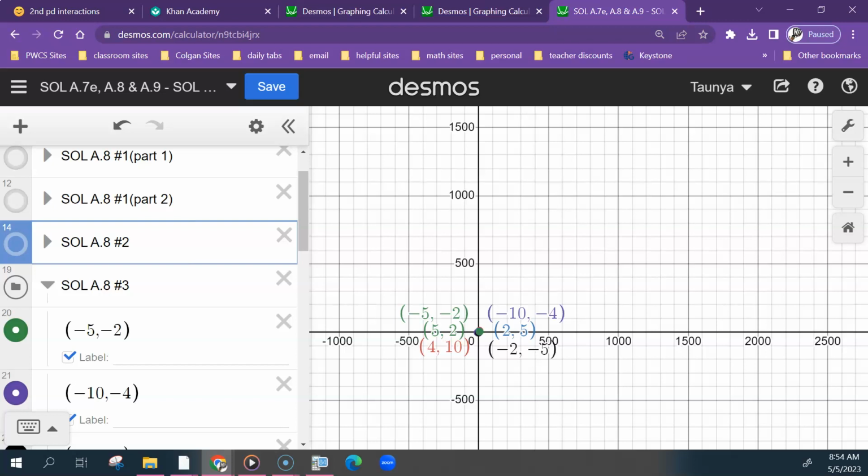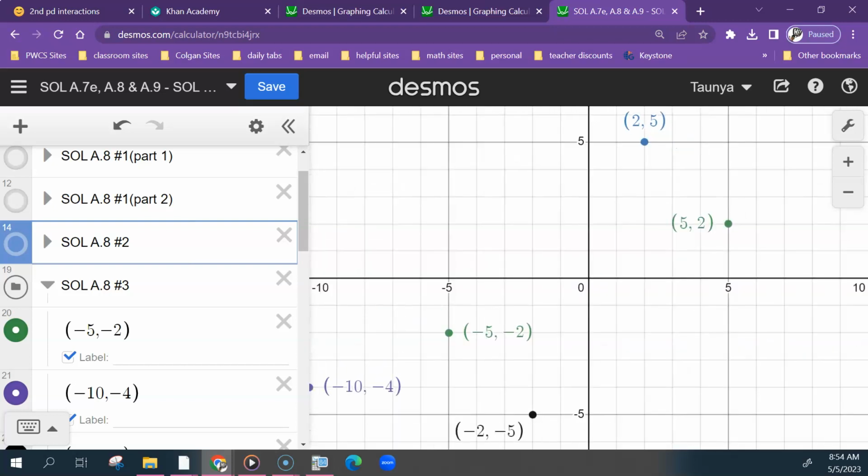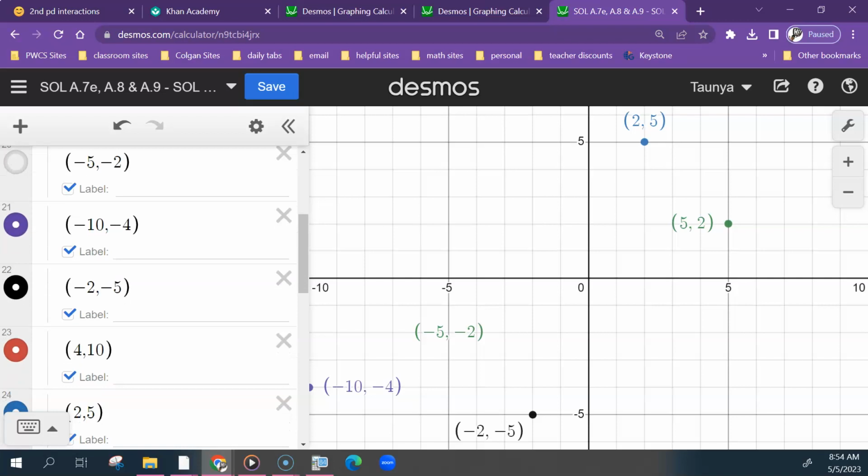Three, if you plot all these points, you're looking for which one would fall on the same line, but also go through the origin. And I said it was -10, -4. What was the other one I said? 5 and 2.